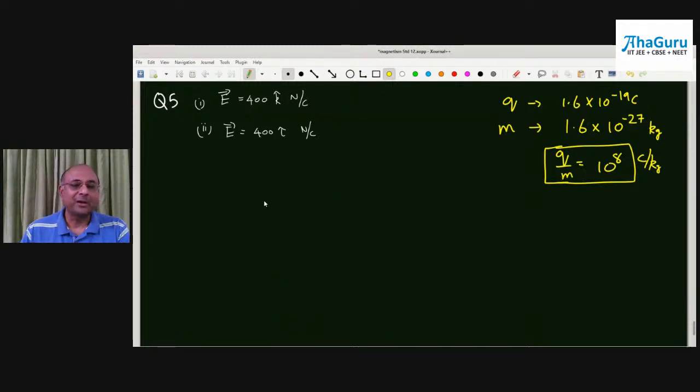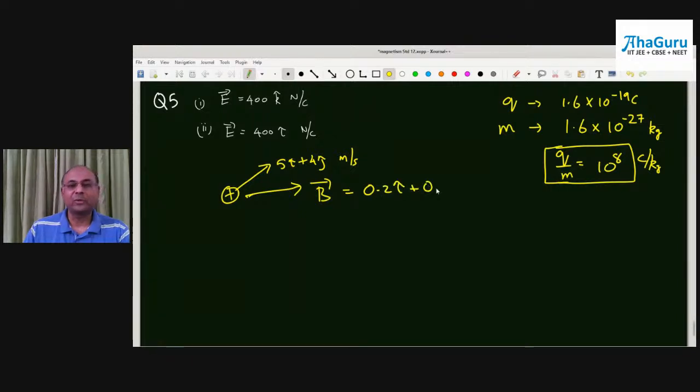A proton is moving with some velocity, 5 I cap plus 4 J cap, in a region with an electric field. Right now there are 2 electric fields, one is in the K direction. We'll leave the electric field and look at the magnetic field first. The magnetic field is also in some direction: 0.2 I cap plus 0.1 J cap, Tesla.